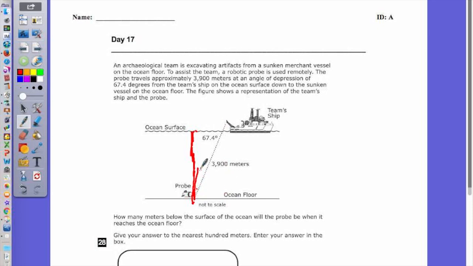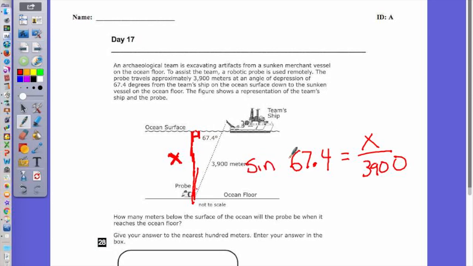So when I'm doing it this way, I want to find X. We have a 67.4 degree angle, right? Does X represent the side opposite, adjacent, or the hypotenuse? X is opposite to that, because your right angle is here, and 3,900 is your hypotenuse. So opposite over hypotenuse is sine.